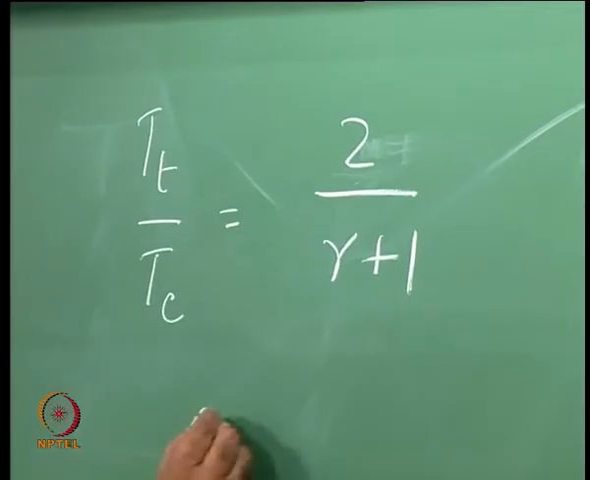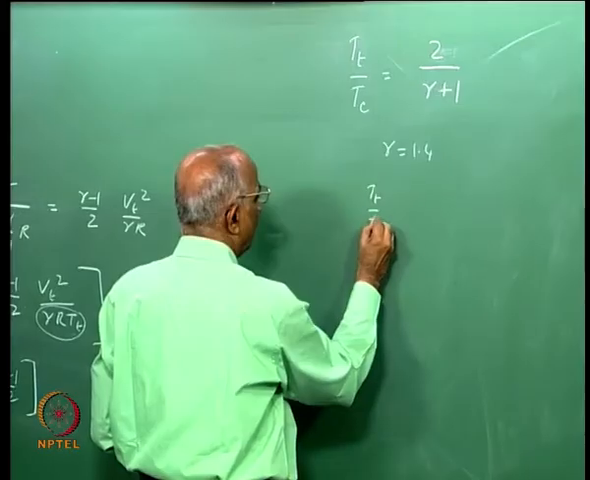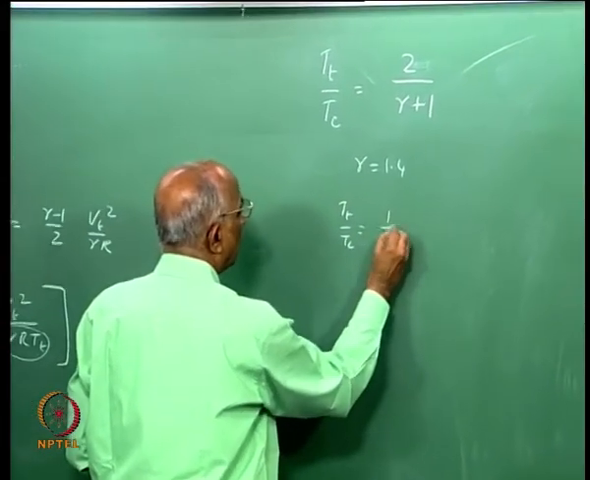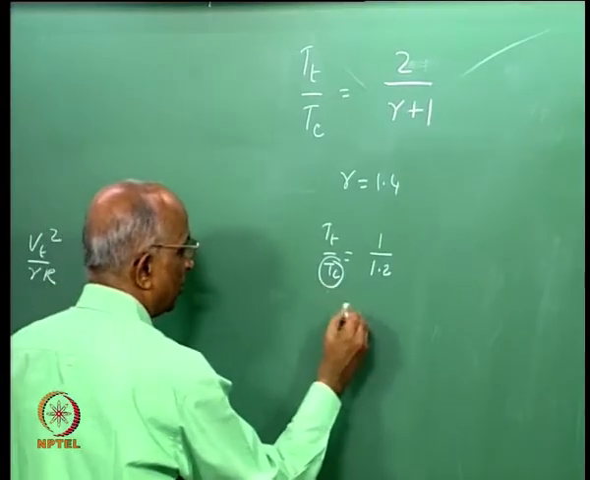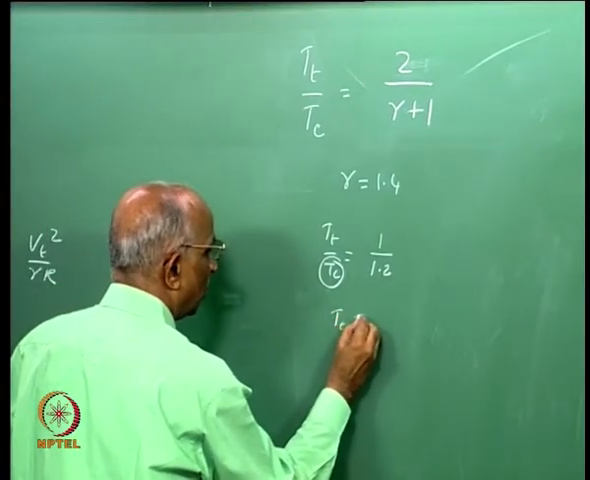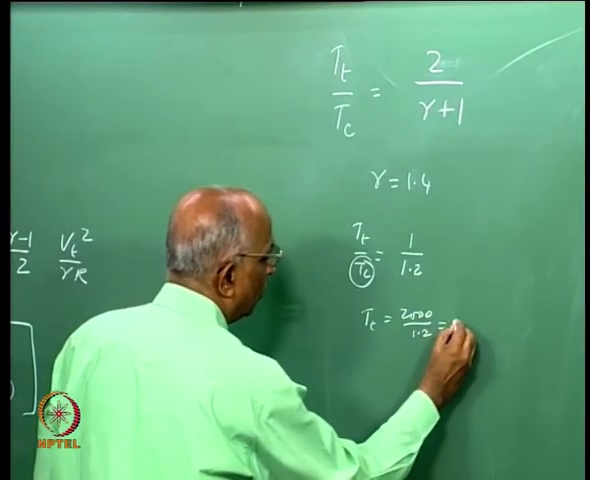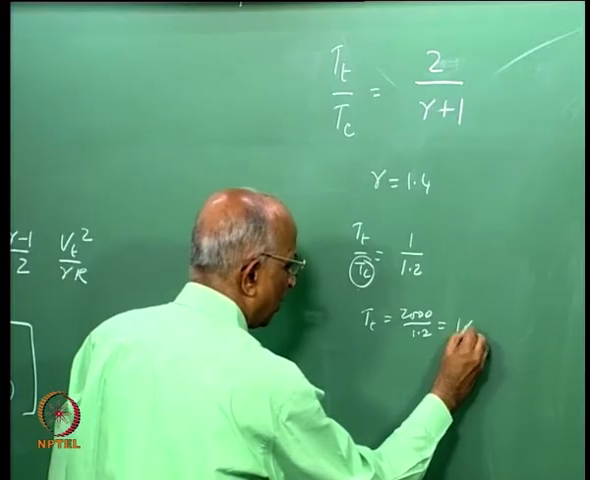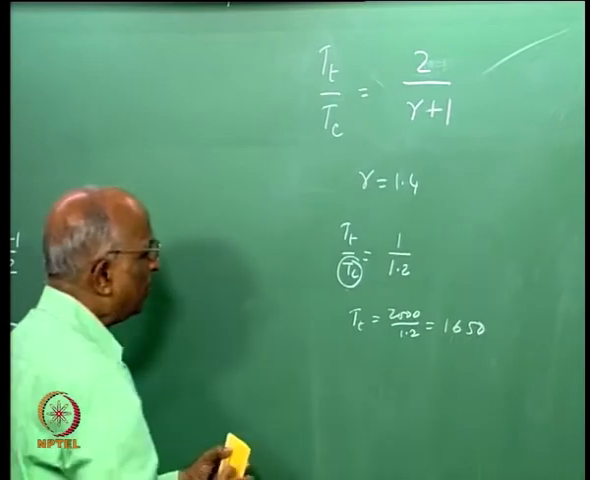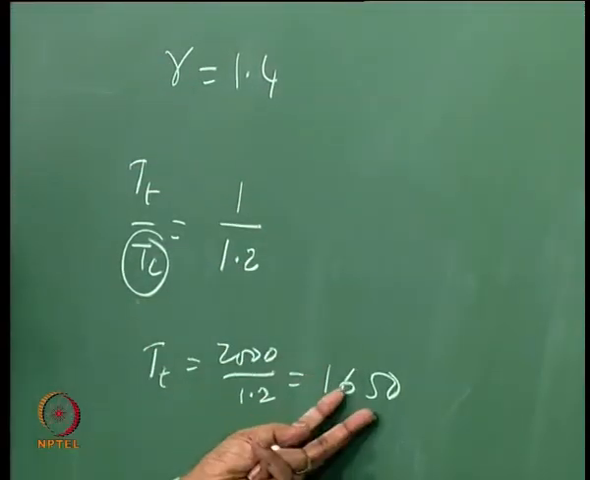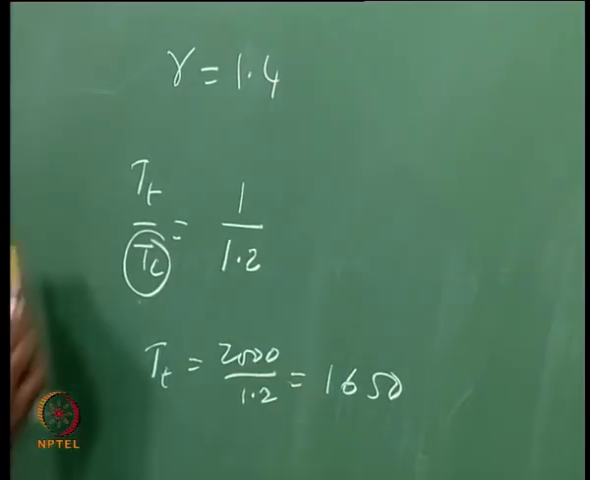In other words, if gamma is equal to 1.4, the value of Tt by Tc is equal to 1 over 1.2. Depending on the temperature here, if the chamber temperature is 2000, the value at the throat is equal to 2000 divided by 1.2, which is maybe 1650 or something like this. Therefore, the temperature falls at the throat, and depending on the value of gamma, you get a smaller value, right.